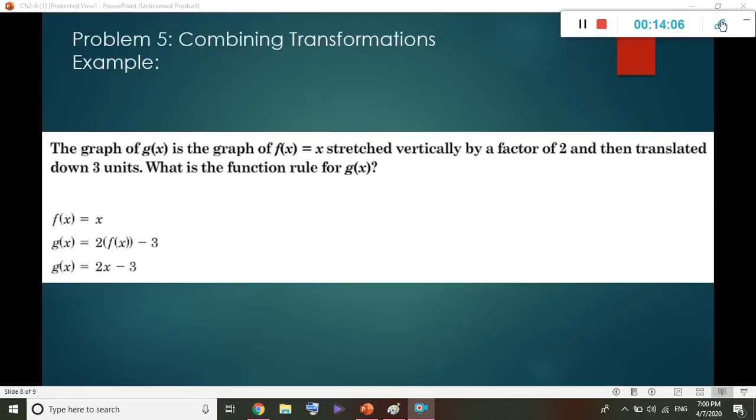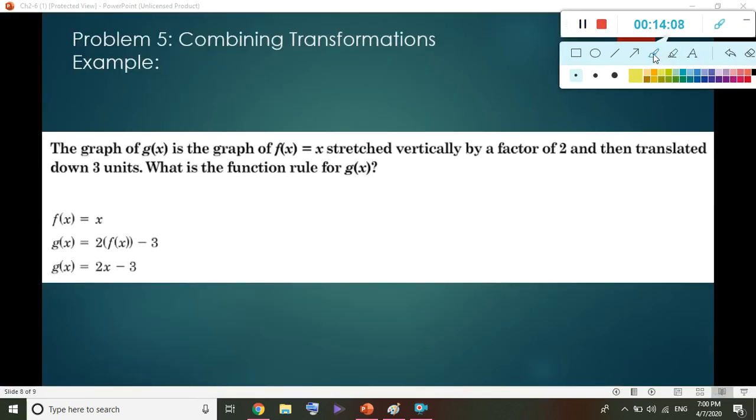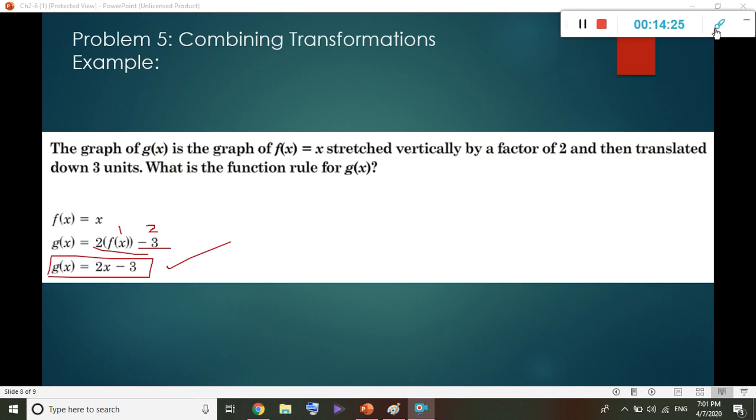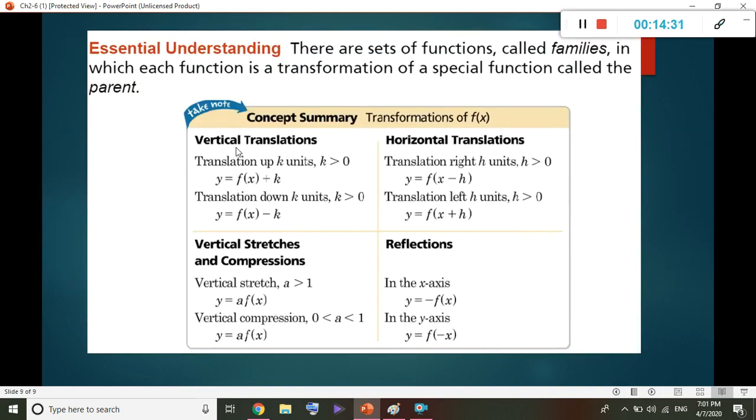Let's check our answer. It's going to be f of x. We multiplied 2 by f of x, the first thing. Then we subtracted 3. So this is number 1 and this is number 2. So g of x totally equals 2x minus 3 as we got, which is correct. So now we're done with this lesson. Let's have a quick summary for the whole lesson.